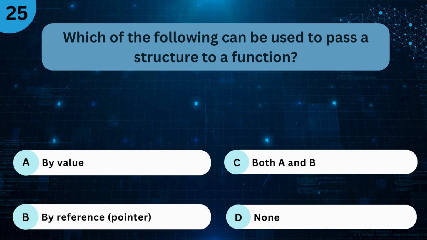Which of the following can be used to pass a structure to a function? A. By value. B. By reference. C. Both A and B. D. None. The right answer is C. Both A and B.